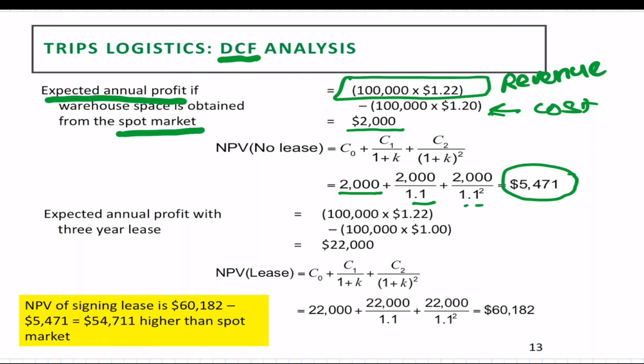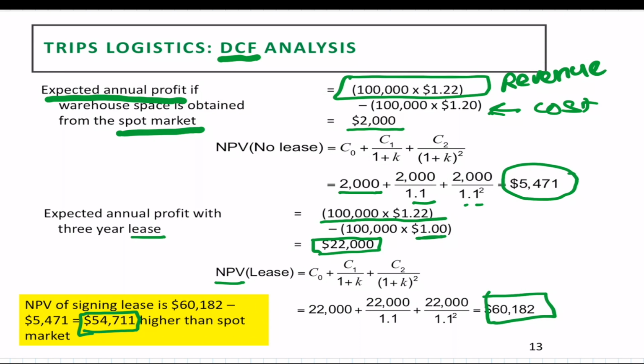Similarly, we can do the calculation of NPV for the lease situation. We have the same revenue, whereas cost will change because now we are using $1. So total expected profit is about $22,000. And when we do a similar NPV calculation, we get 60,182. So we see there is a big difference between the two numbers. And clearly the second choice is better because it provides a much higher net present value. So based on this, the manager may go for signing a lease.